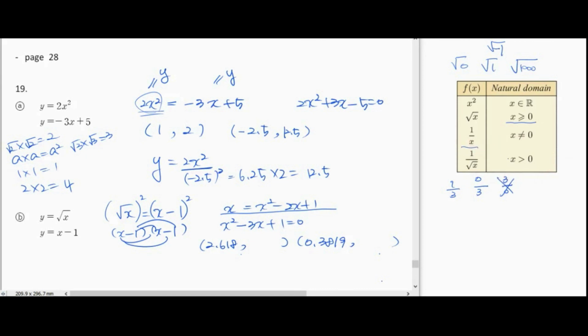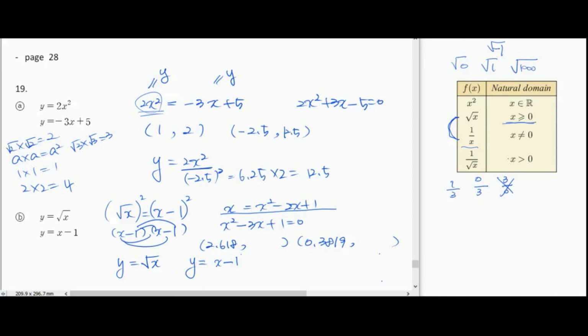And finally, let's look at this one. It's just a combination of these, 1 over root x. So it can't be 0, and also it can't be negative, so root x can't be negative. It's same or bigger than 0. But it can't be 0, so it should be bigger than 0. That's how this works. We won't talk about this right now, but later when we're doing fractions, we'll talk about this in more detail. And y equals root x, let's continue this question, y equals x minus 1.